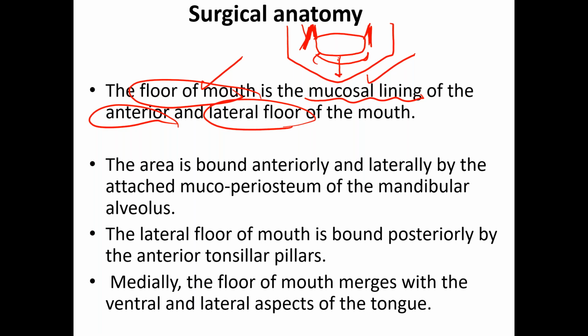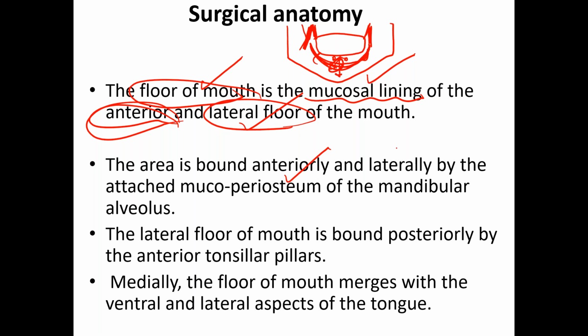So this is the frenulum of the tongue, as you know. Here opens the submandibular and sublingual salivary glands, and then from here to here, the lateral part, medial part, and midline part, all these things become the floor of the mouth. So, the anterior and lateral floor of the mouth.